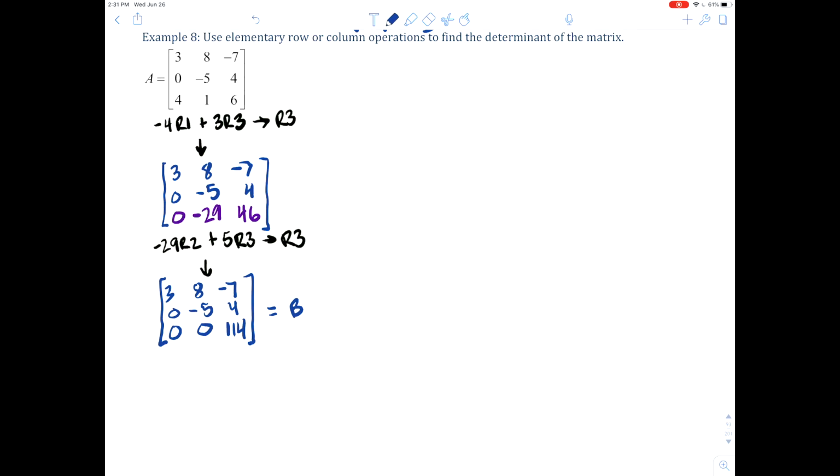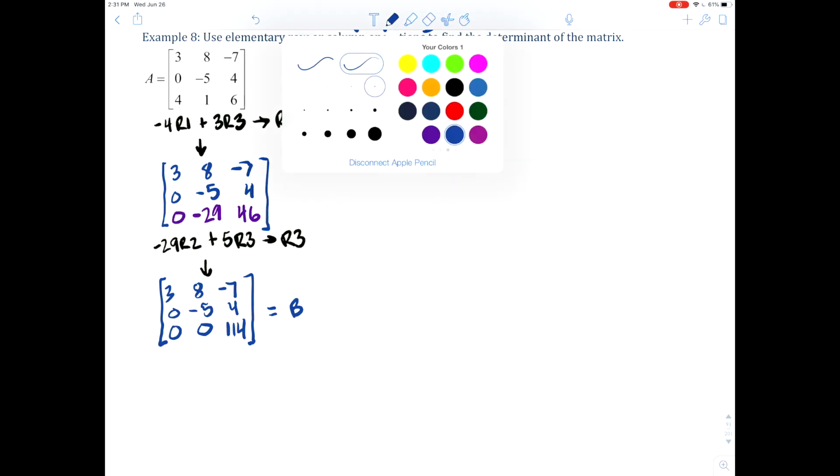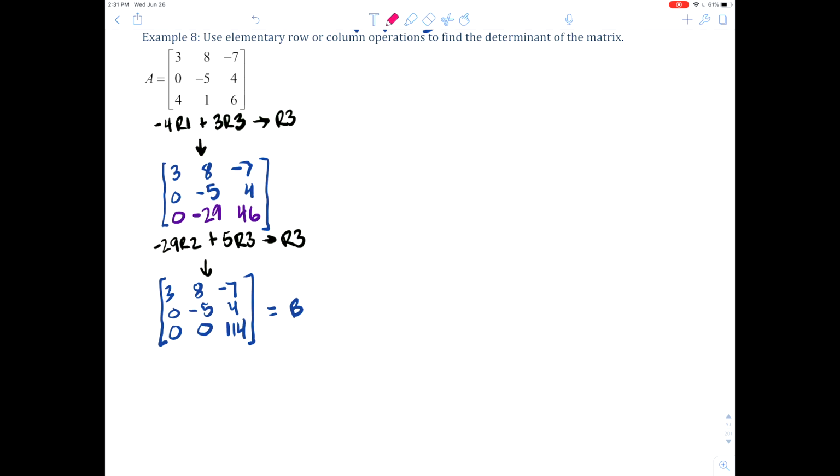So let's see what happened. For our very first operation, was our changing row scaled? Beautiful. Yes, it was, right? It was scaled by a factor of 3.